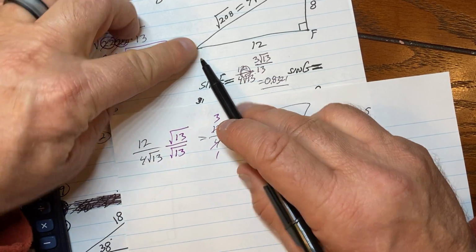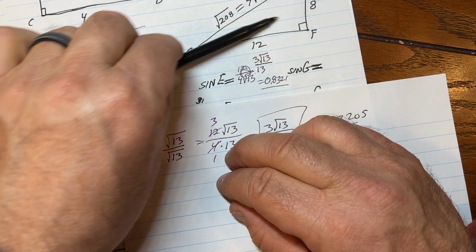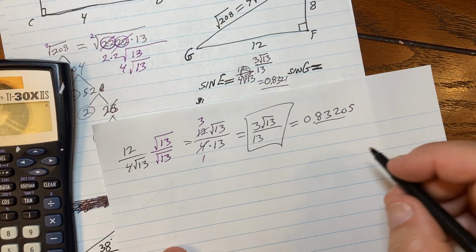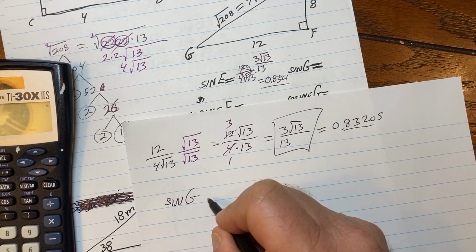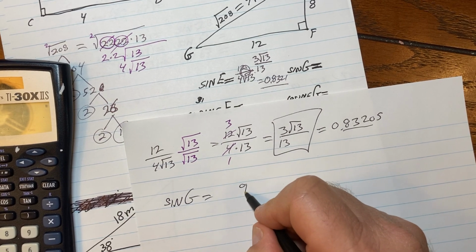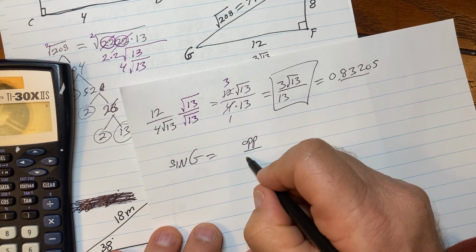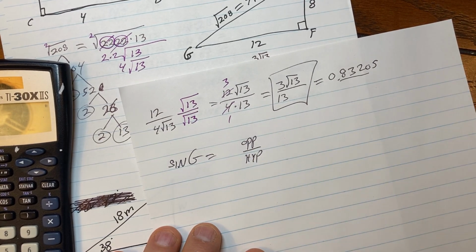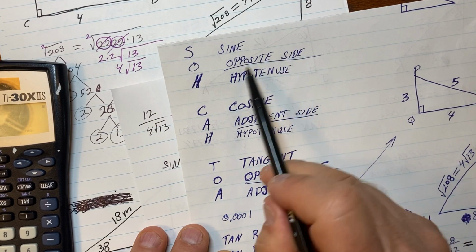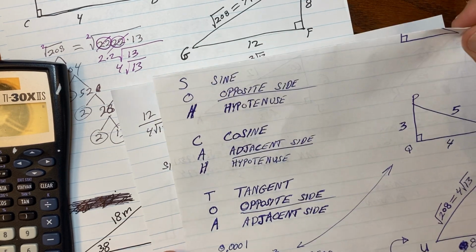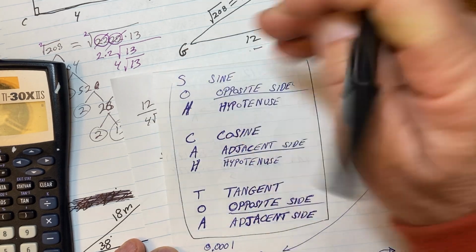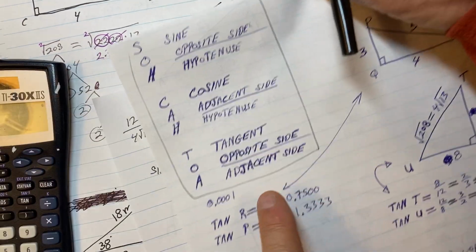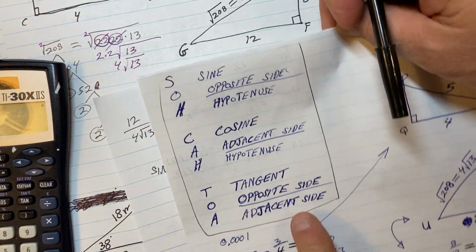Sine of G. Sine of G is opposite divided by hypotenuse. Opposite side divided by the hypotenuse. Okay, that should be in your notes right there.